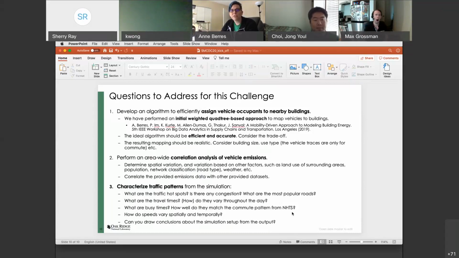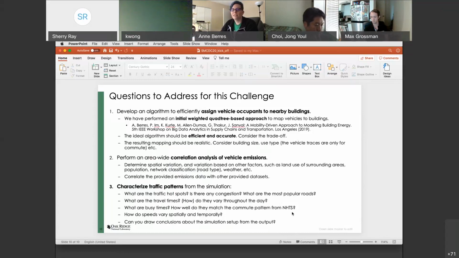We're also interested in traffic patterns: which roads are most popular, what are the hotspots, is there congestion, what are travel times, how do they vary throughout the day, how do speeds vary spatially and temporally.